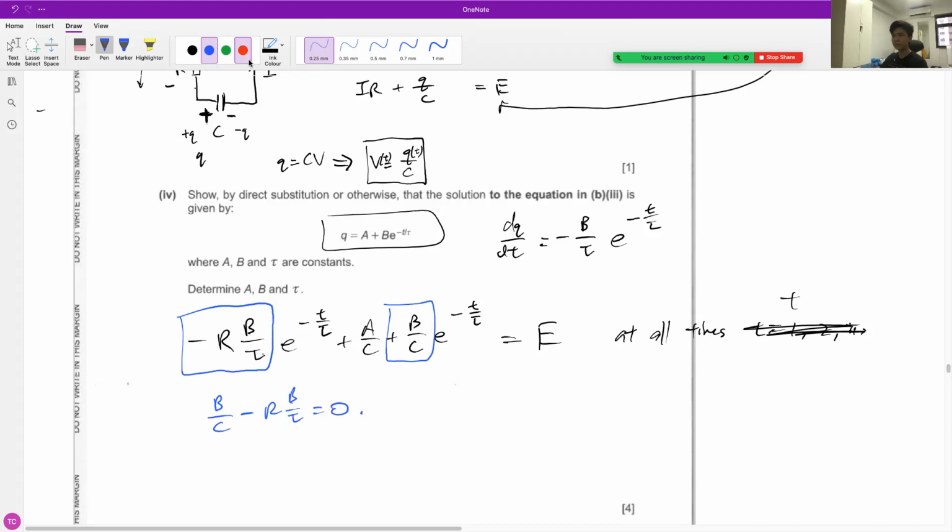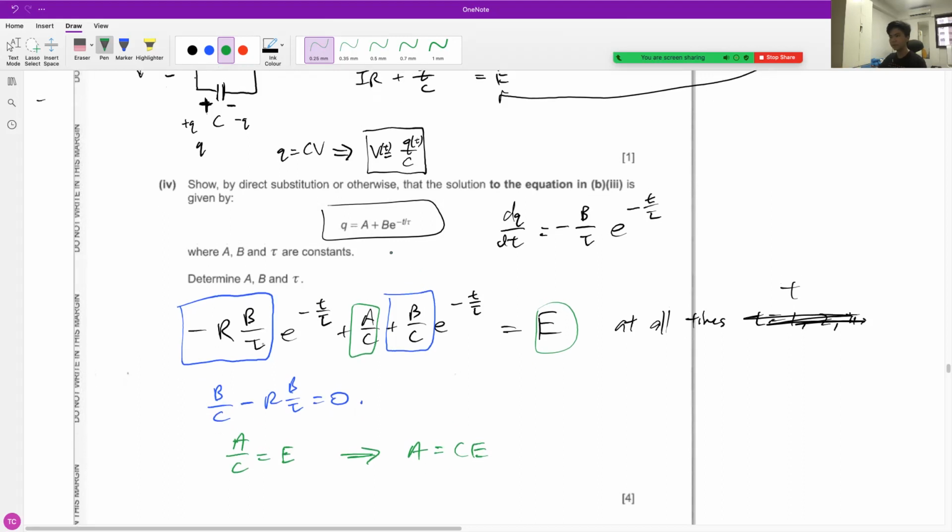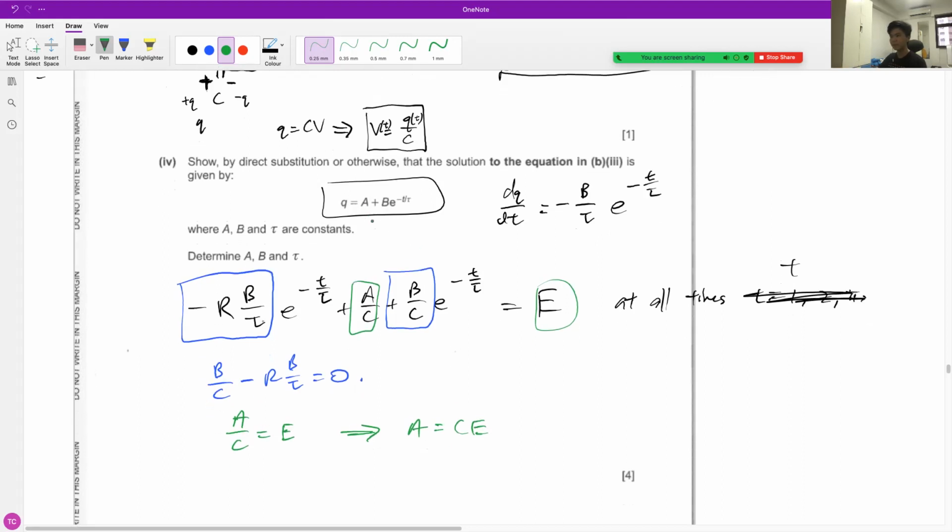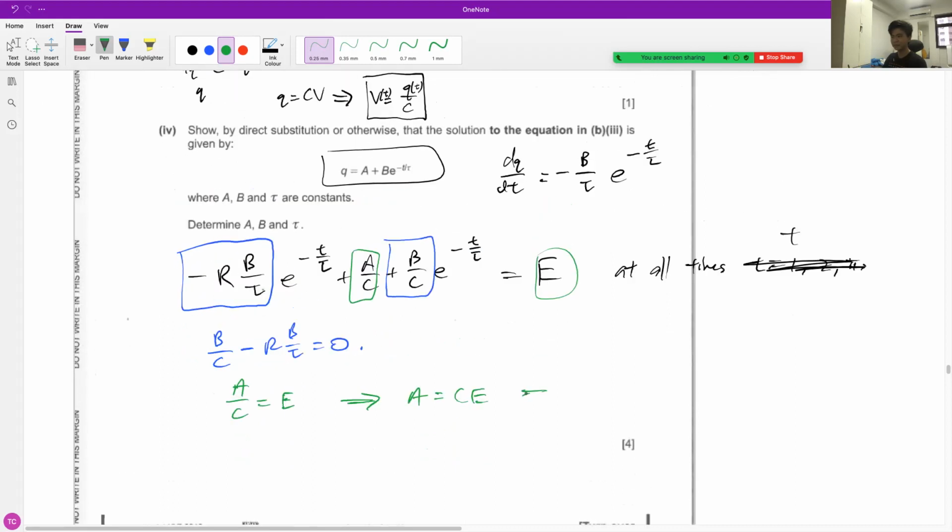And looking at the coefficients of the constants, if this equals this, then a over c must equal e. So from the bottom, we know that a equals ce. Remember, a and b are constants that we don't know yet, but c and e are known: C is the capacitance and e is the EMF. So a is actually just your max charge, so a equals Q max.